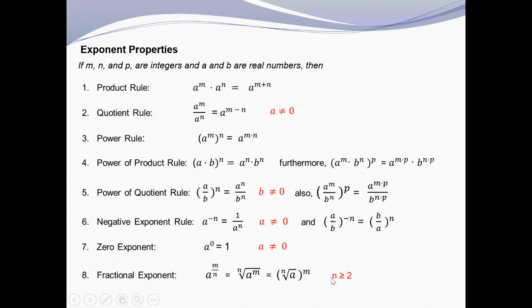And n has to be more than 2 because if it's 1, it'll just be 1. That's why n must be more than 2 for the index. Okay? Okay, now let's do examples of each one of those rules. This is a product rule.